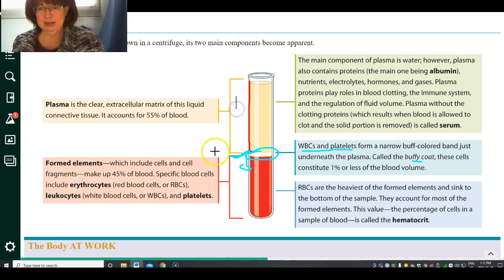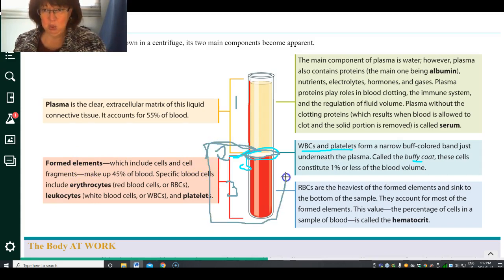First part's your plasma. Second part is the buffy coat, where the white blood cells and the platelets are. And then the third part is down at the bottom, and this is where your erythrocytes or your red blood cells are. So this is kind of a little confusing because your formed elements include your buffy coat. Okay, so that bracket is wrong.